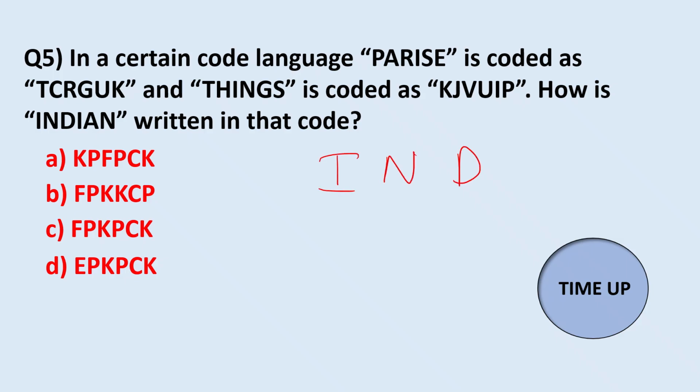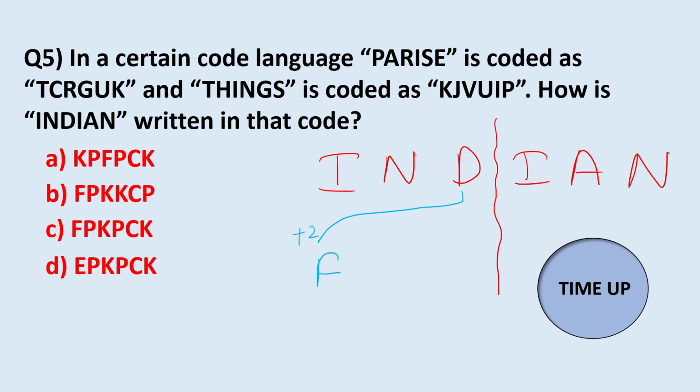Indian. First thing, you divide this and then do plus 2. D plus 2 will give you F. So you can eliminate options: option A is eliminated, option D is eliminated. Then I plus 2 will give you K. N plus 2 will give you P. So FPK. FPK is there in both options, so you can't eliminate an option.